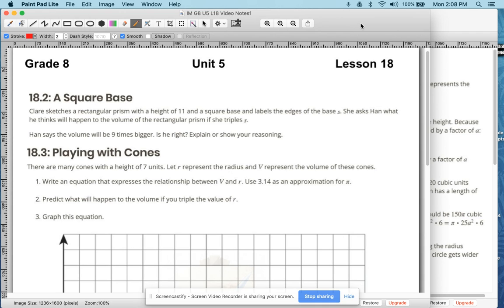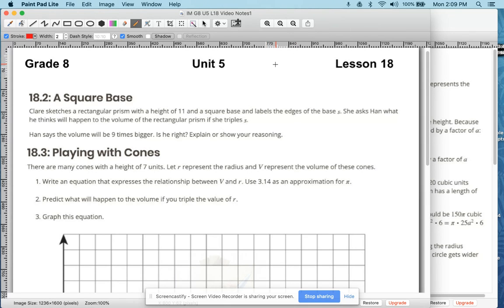Okay, students, we're going to continue with Unit 5, and we're moving into Lesson 18. In Lesson 17, we found out what would happen if we either doubled or tripled the amount of one unit in a rectangular prism. And we found that the same effect would happen on the volume. So if we doubled one of the units, either the length, the height, or the width, we ended up doubling the volume. Today, we're going to look at what's going to happen if we play with more than one side.